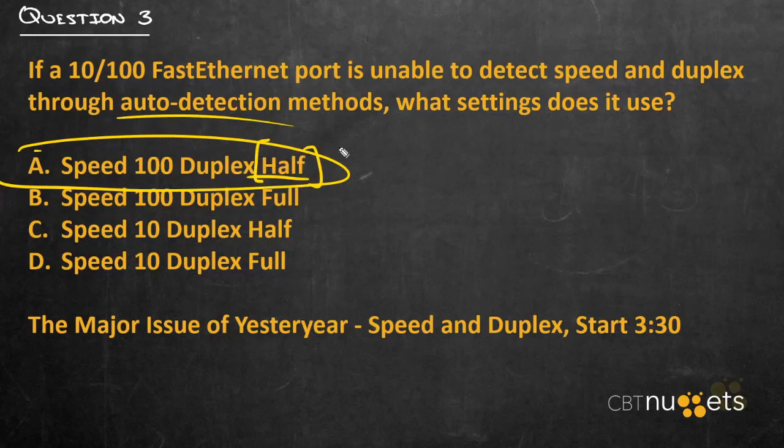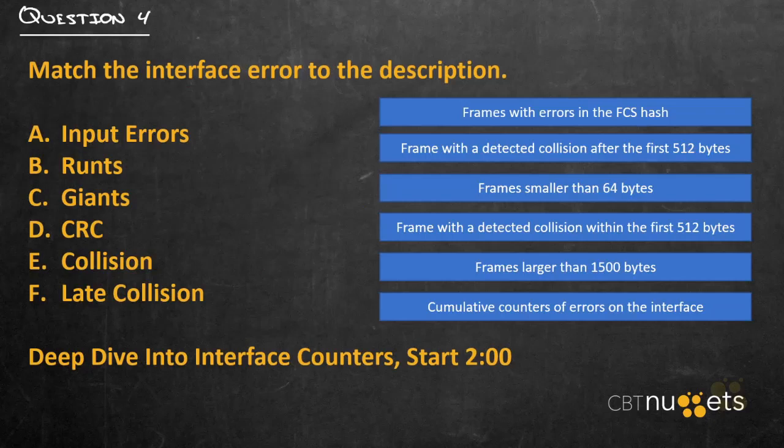So it was safe to assume that if you couldn't auto detect what the other side was using, half duplex was a safe bet. Well, we've moved beyond those years to where now we have full duplex being the norm. So if you're going to hard code one side of your connection at 100 full, make sure you hard code the other side. Otherwise, you risk major packet errors, which cause, at best, a slow network connection, at worst, a down network connection. And question number 4, match the interface error to the description.